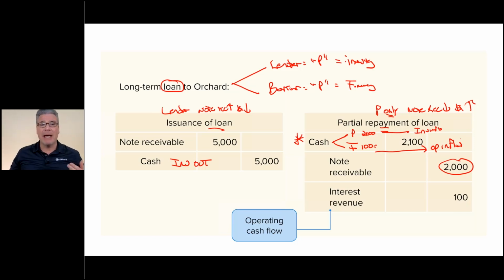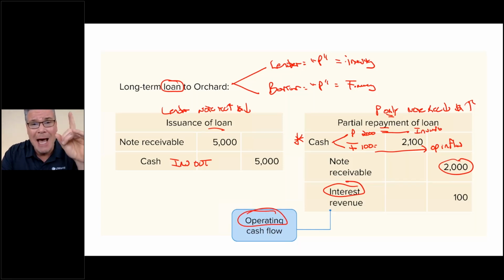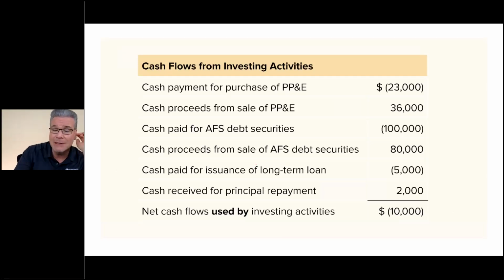When somebody repays a loan to us, the interest portion is what? Operating. And under US GAAP, interest is always operating, whether you receive it or pay it. The interest portion, whether you're paying the interest or receiving it, is always operating under US GAAP, not true under IFRS. And here it is, folks, our LIP.